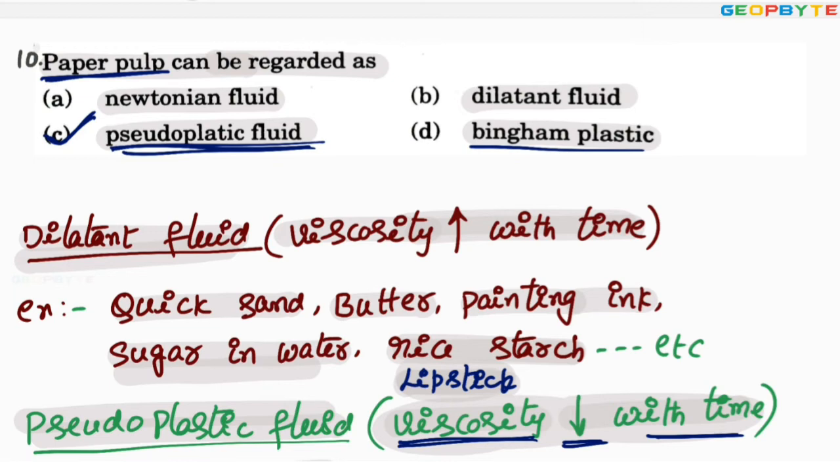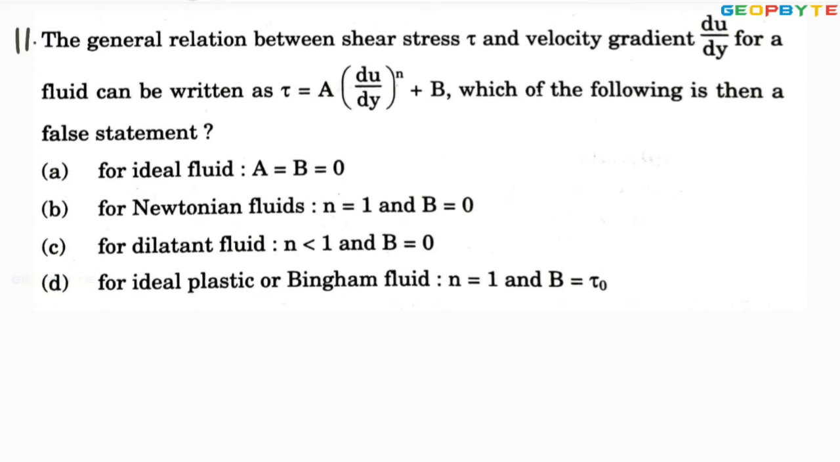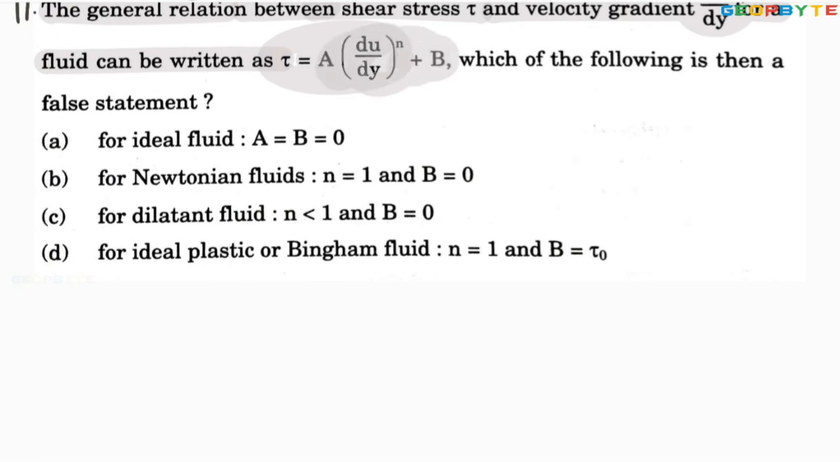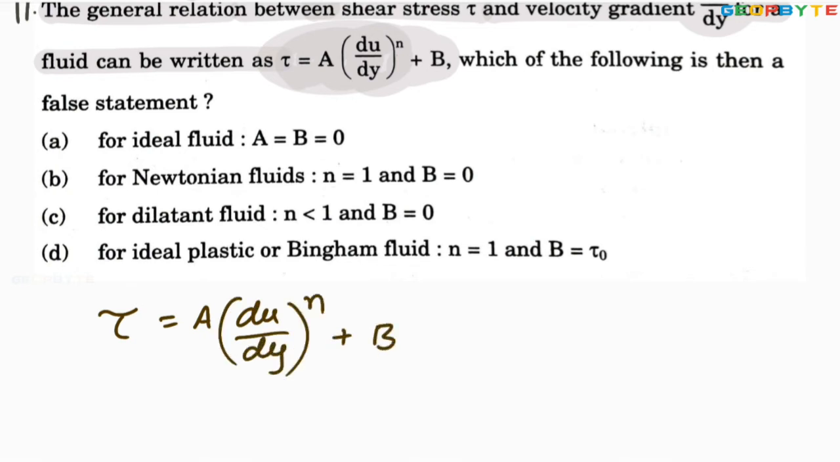Let us take one more problem. Look at the 11th problem. The general relation between shear stress tau and velocity gradient du by dy for a fluid can be written as tau equal to a into (du by dy) power n plus b. This is also called the power law.